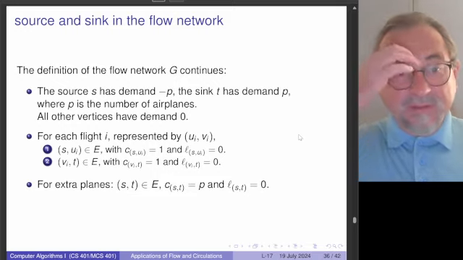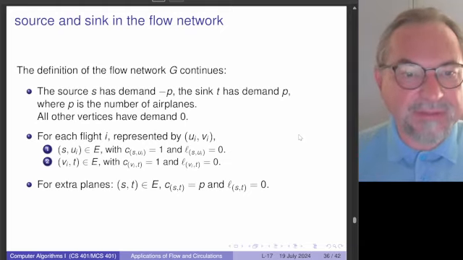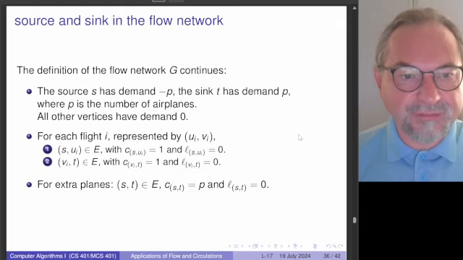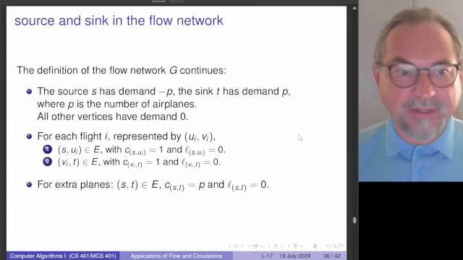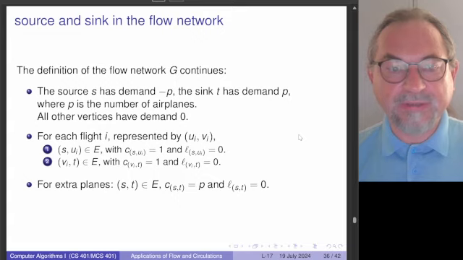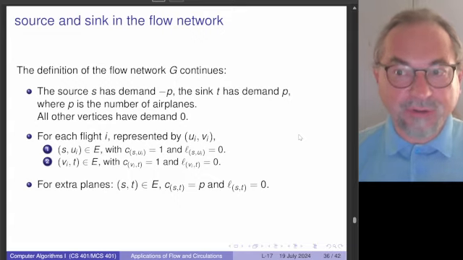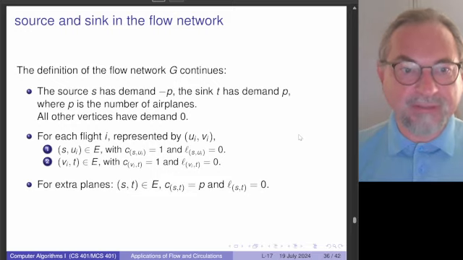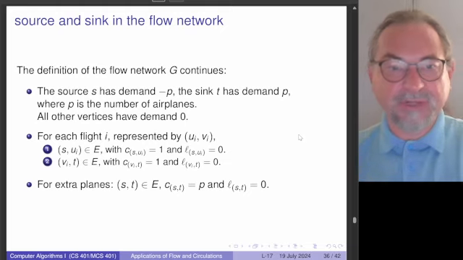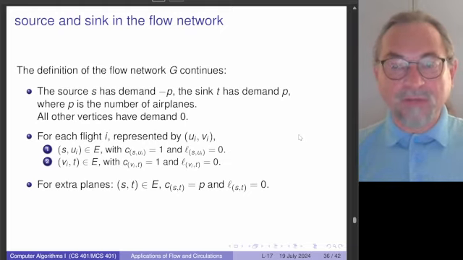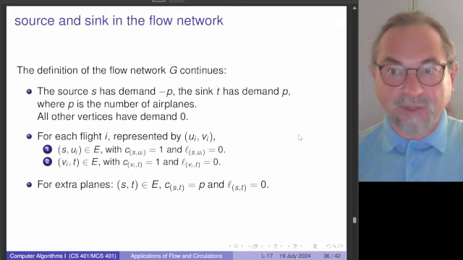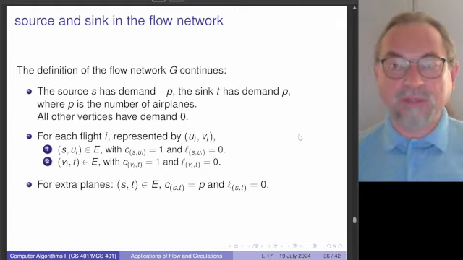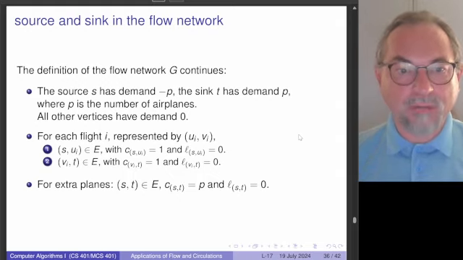Every flight is now represented by an edge with capacity 1, connecting the source with the origin airports and connecting the destination to the sink. So one airplane can optionally, after one flight, fly immediately to the sink of our flow network.